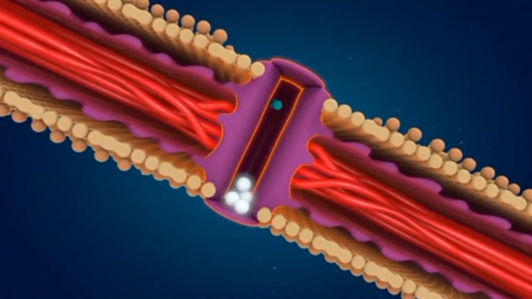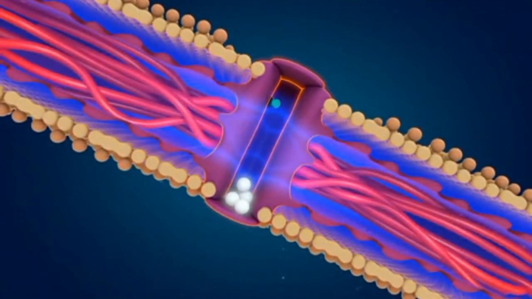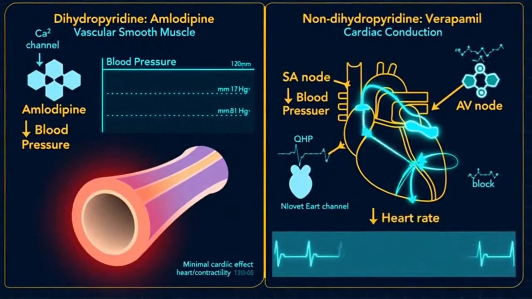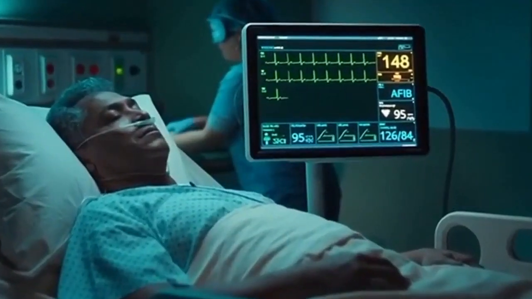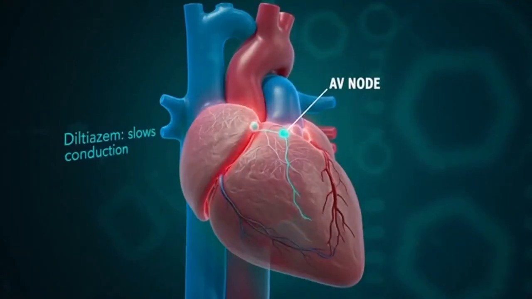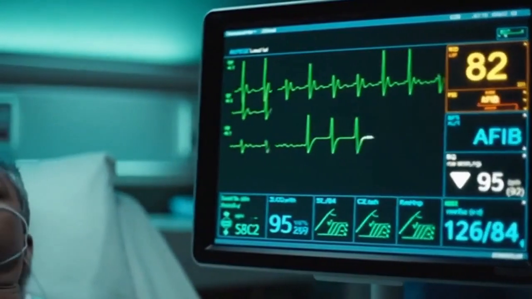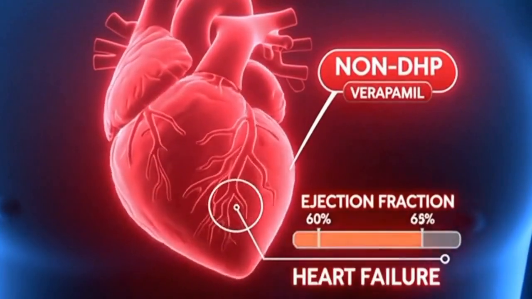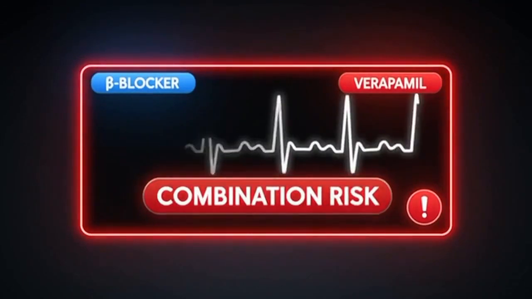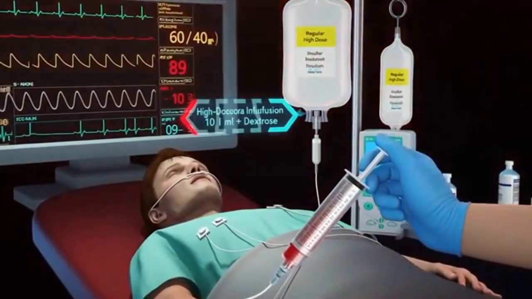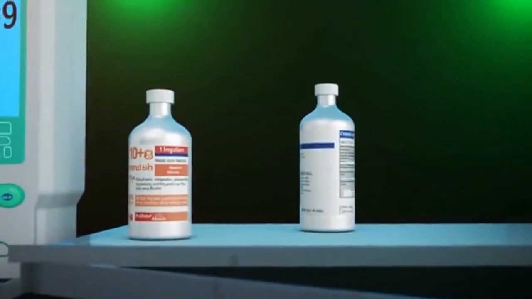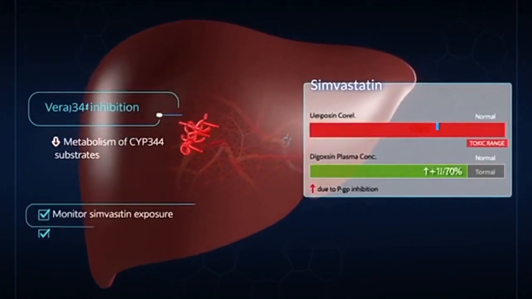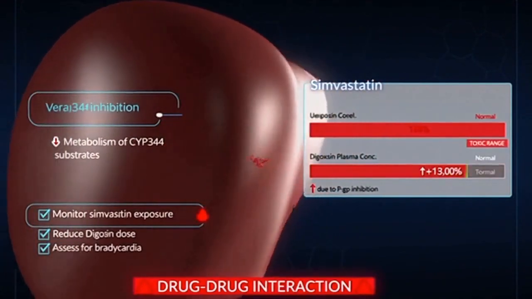Dihydropyridines, the ipines, include amlodipine, nifedipine, felodipine, nicardipine, and clevidipine. They preferentially bind to vascular smooth muscle L-type channels in their inactivated state. Their dominant effect is vasodilation, particularly arterial vasodilation, reducing systemic vascular resistance and blood pressure. They have minimal direct cardiac effects at therapeutic doses because cardiac channels spend less time in the inactivated state at normal heart rates. Reflex tachycardia can occur from the drop in blood pressure. This is why short-acting nifedipine is avoided. Amlodipine has a very long half-life of 30 to 50 hours, providing smooth 24-hour blood pressure control.